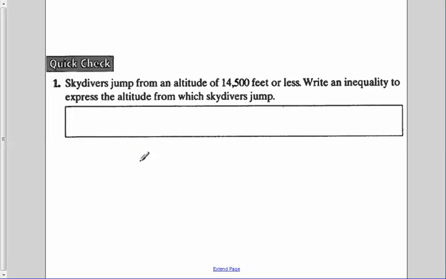So let's look at a quick check. Here you're going to read a sentence and put it into an inequality. Alright, skydivers jump from an altitude of 14,500 feet or less. Write an inequality to express the altitude from which skydivers jump. So we first have 14,500, and I'm going to say A is my altitude.